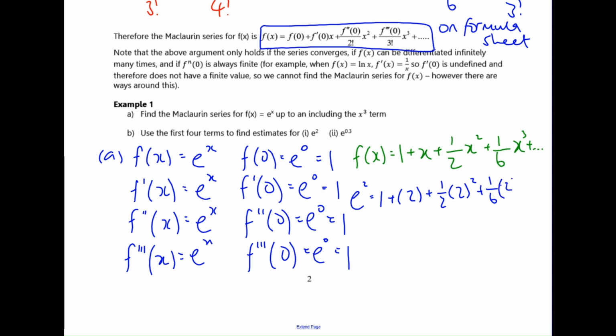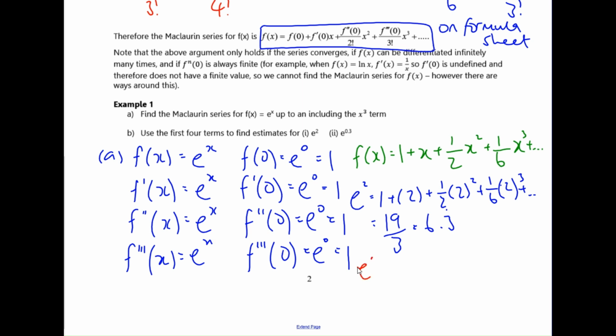Times 2 cubed. And if I evaluate this in my calculator, I get 19 over 3, 6.3 recurring. You can check this with the exact value of e squared in your calculator, which gives you 7.39, 7.4-ish. This is the right sort of ballpark. To get a better estimate for this, we could include more terms.